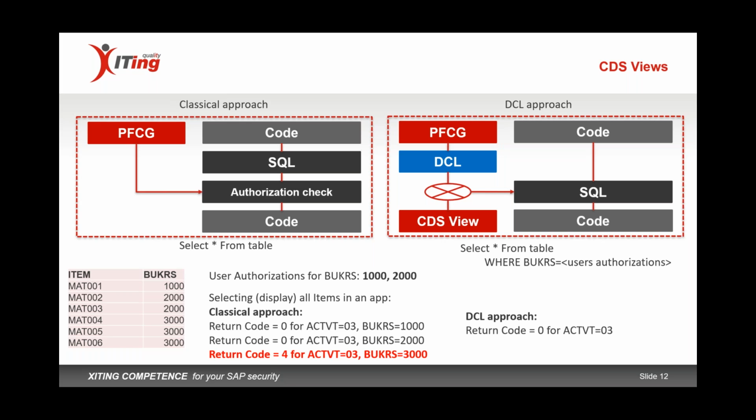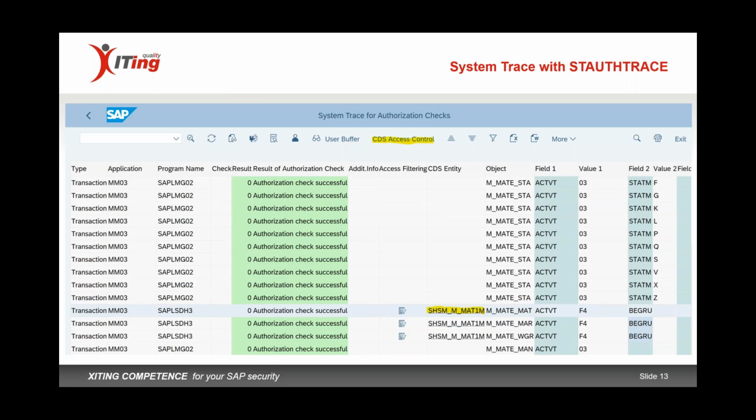So how can we find those? Because it's a problem. Someone cannot see data, or sees less data than someone else, or missing data, and we don't see an authorization failure, but it's still because of the authorizations. So that's why I said earlier, if you guys are using the system trace, you should now use STAUTHTRACE. STAUTHTRACE is still using the ST01 trace, it's still the same trace, but STAUTHTRACE, the new transaction, comes with so much more information that we can read from the trace.